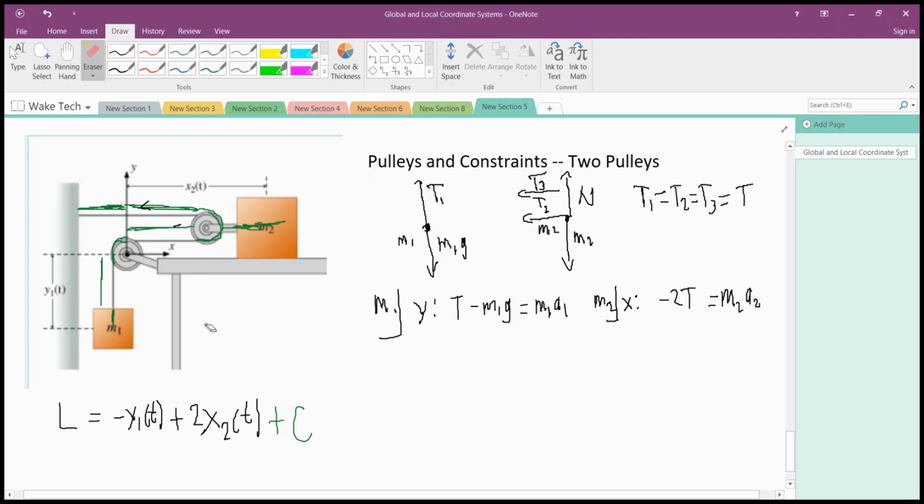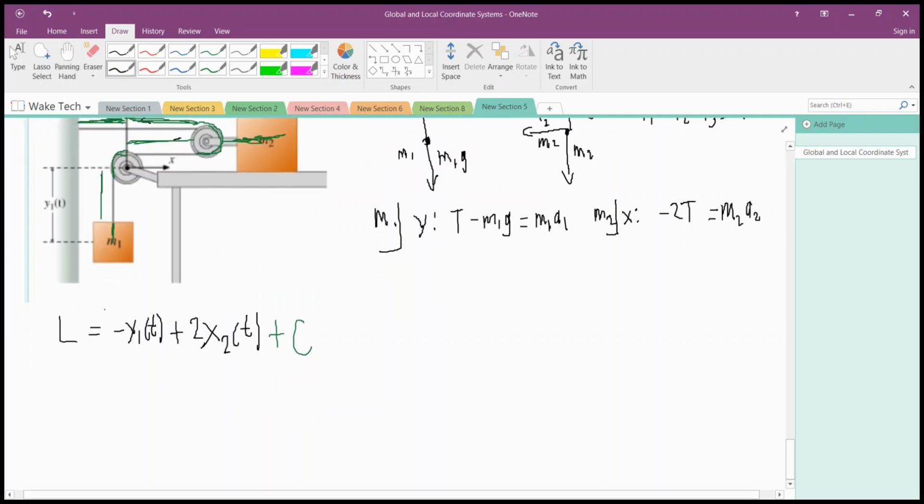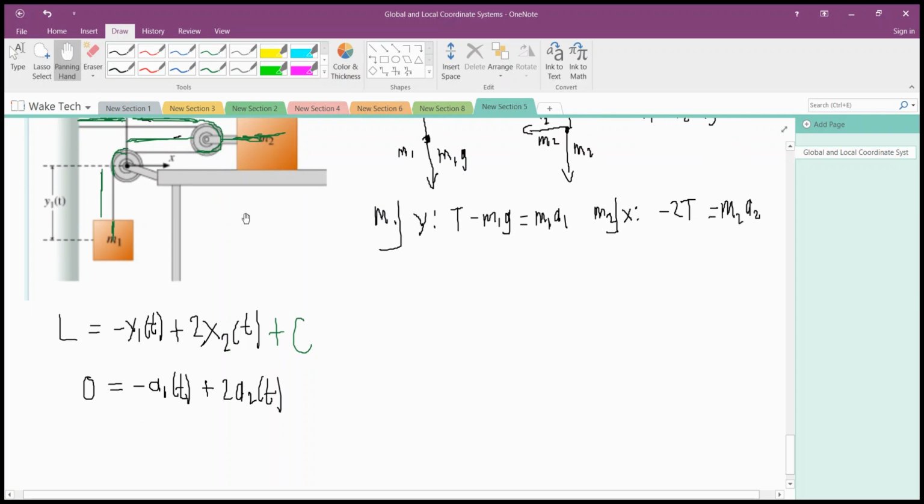But okay, we have the length of our rope. We know it's going to be constant. Let's take two time derivatives of it as we usually do. Our first time derivative will make the length 0, and the c over here will also go to 0. And so we are left with minus a1 of t, because we took two time derivatives, plus 2a2, because we took two derivatives of x. So we got velocity and then acceleration. Well, we have our acceleration constraint then. Let's add a1 to the other side. And we see that a1 is equal to 2a2.